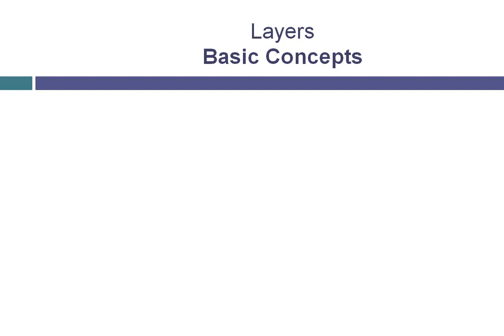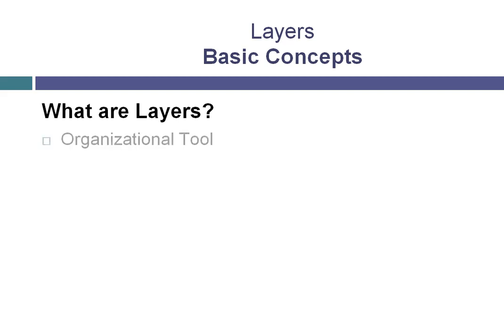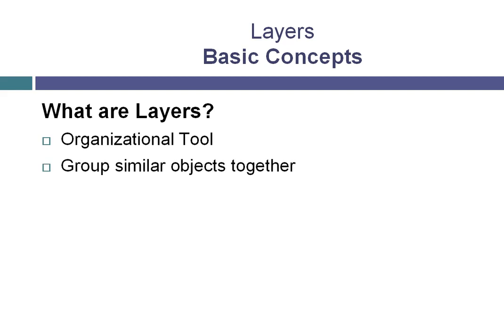Layers are a powerful and fundamental tool that we use in AutoCAD every day, regardless of the type of drawing project or file that we're working on. We use layers as an organizational tool to group similar types of objects together so that we can control their visibility.